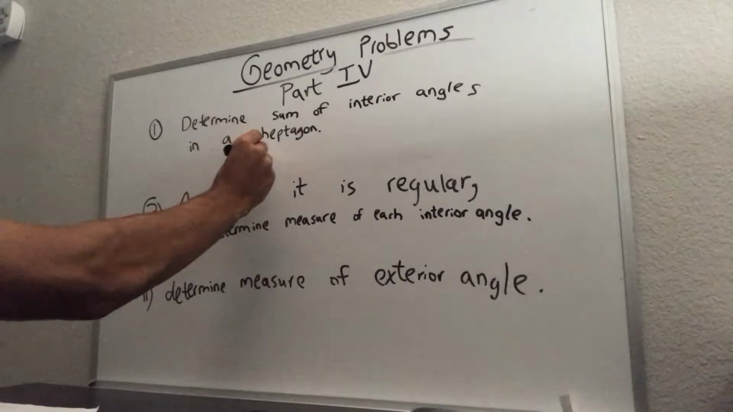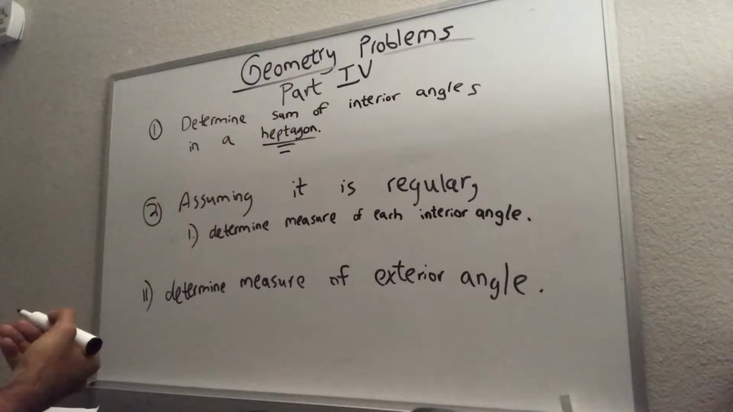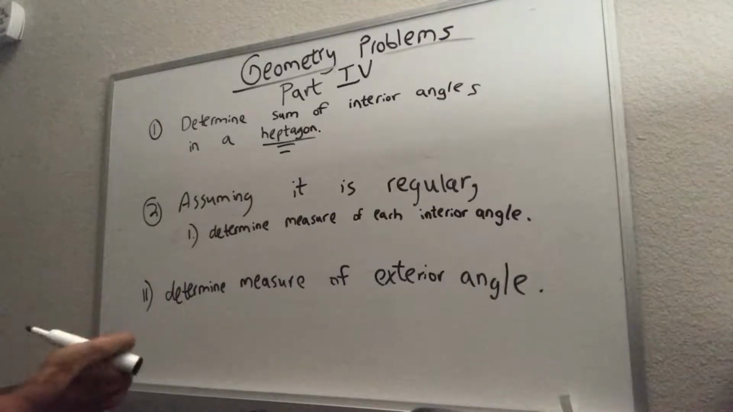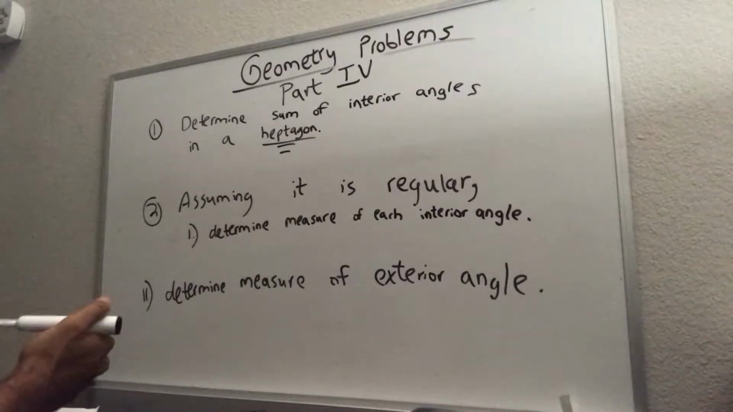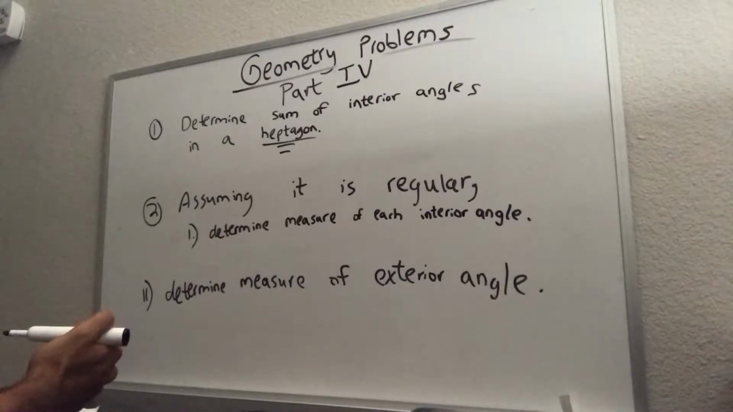So again, looking at this term heptagon, although we may not know exactly what it is, like we know hexagons are more common, it's 6. Hepta means 7. And so really heptagon means a figure that is 7-sided.